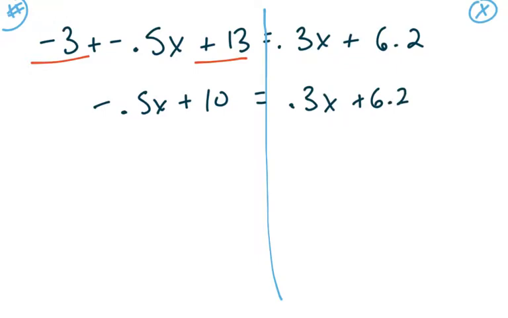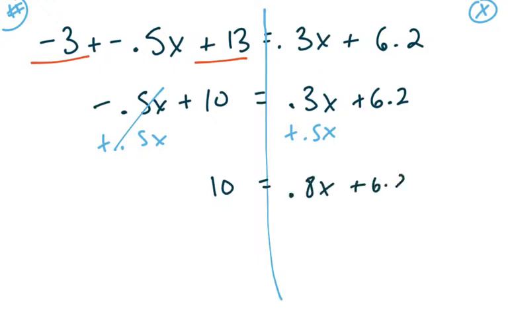There's nothing else I can do, so I'm going to take away these x's from the left side, move them to the right side, since the right side is my x side. I'm going to get rid of a negative 0.5x by adding 0.5x. If I do it to the left side, I have to do it to the right side. That's gone, and now all I'm left with on the left is 10. And on the right side, I have 0.8x now plus 6.2.